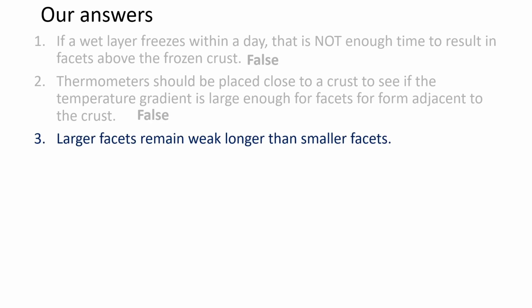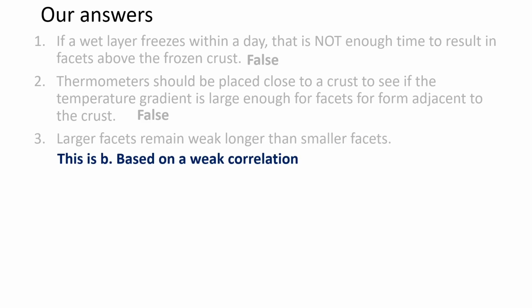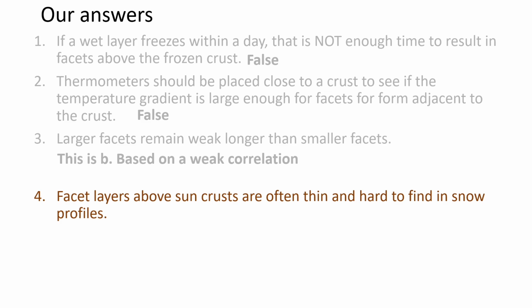3. Larger facets remain weak longer than smaller facets. This is B, based on a weak correlation. I showed a graph for layers of facets that released slab avalanches. The graph showed an increasing trend with a lot of scatter. 4. Faceted layers above sun crusts are often thin and hard to find in snow profiles. This is true, partly because the facet layers are often very thin, and partly because sun crusts and facets on sun crusts are so variable over terrain.